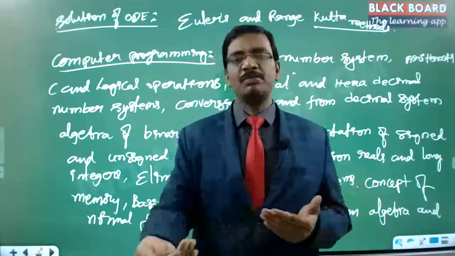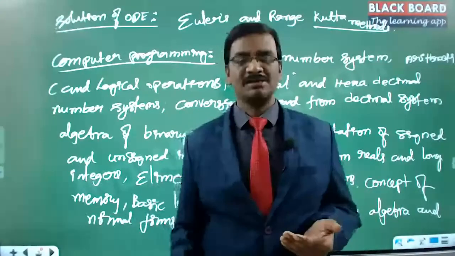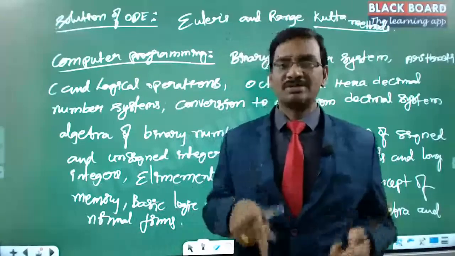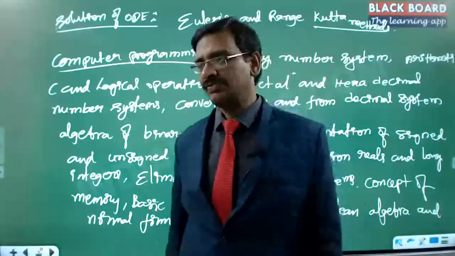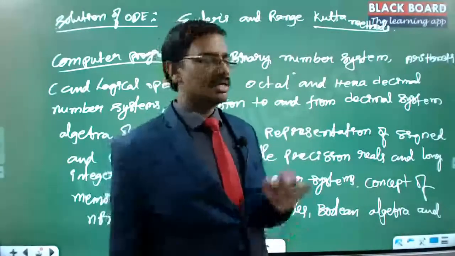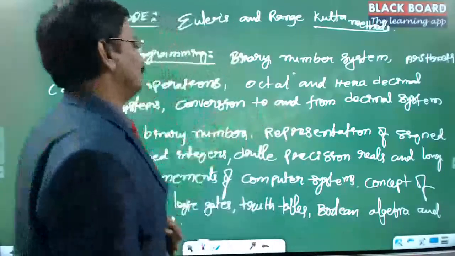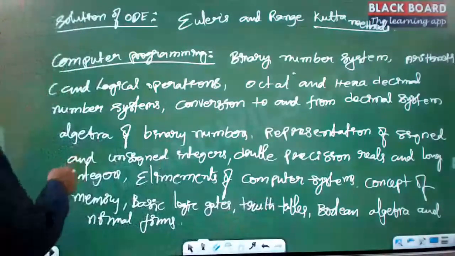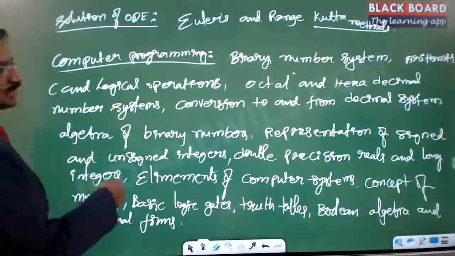And to be interpreted by the human brain, it is convenient to use the octal number system or the hexadecimal number system. That's why we are stressing a bit more on the hexadecimal and octal number systems. Got it? So that's why we'll be learning all those things. But trust me, it is one of the very, very easy subjects. Got it?